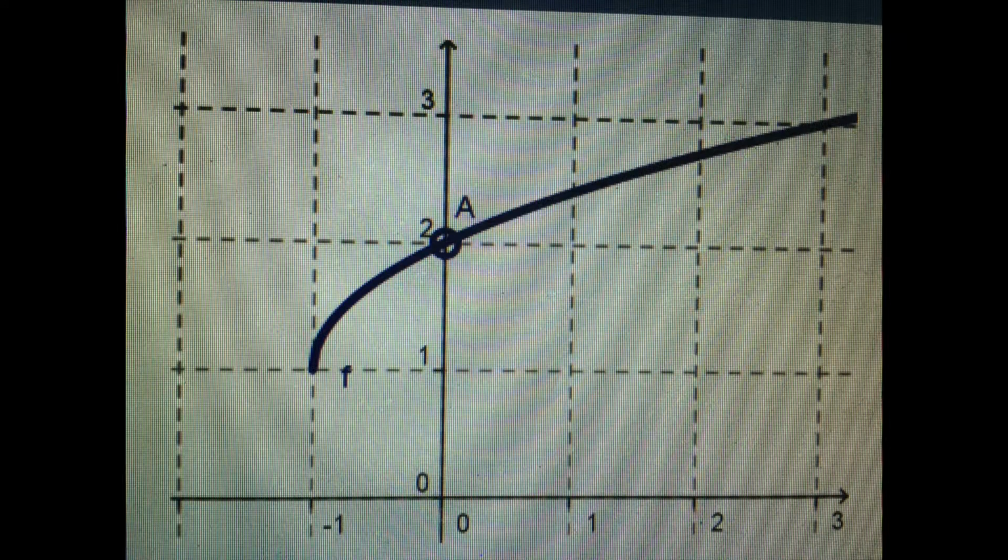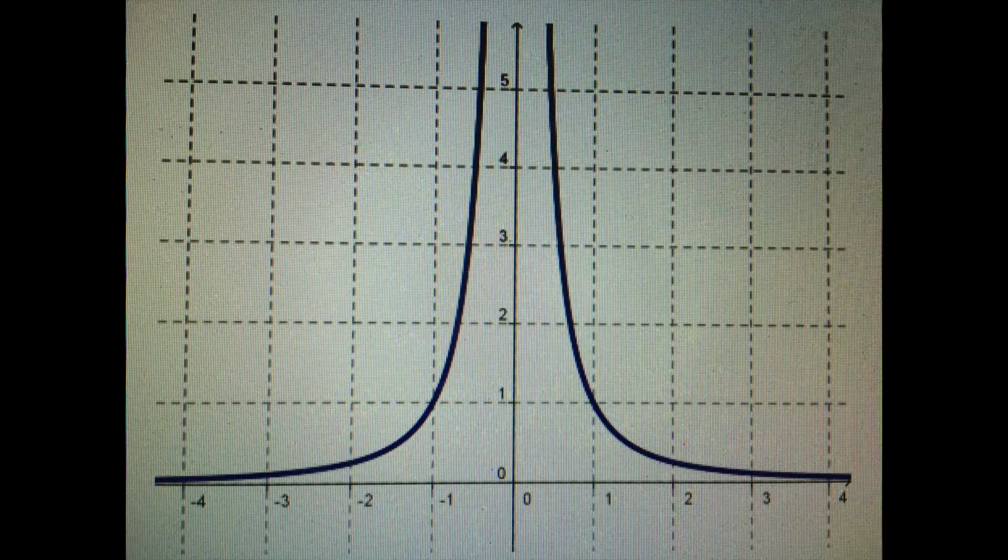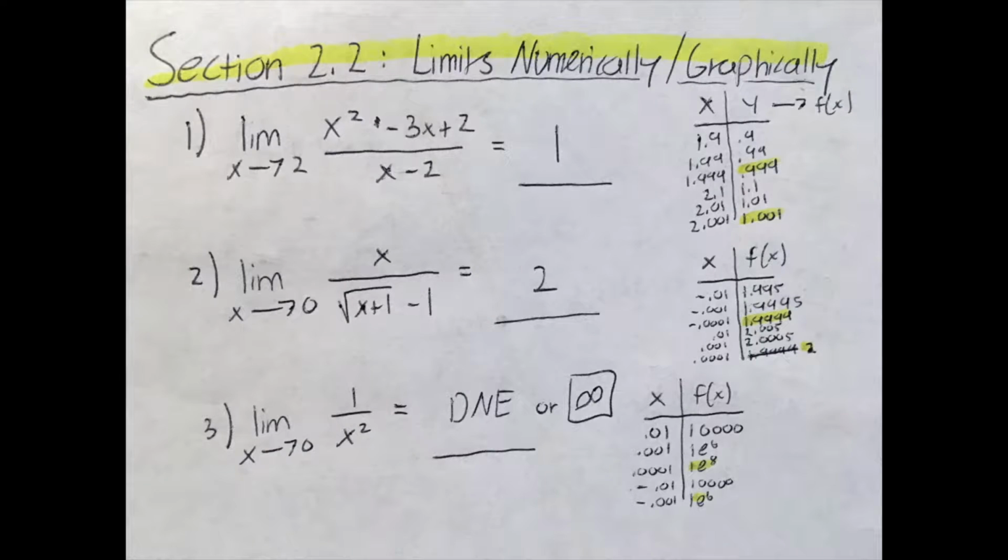For the second problem, as x approaches 0, the limit on the left and the right, even though it is not a determined spot, is approaching 2. Lastly, number 3 is approaching infinity on both the left and the right side. Now I know that we said it did not exist on this page, but really the more accurate thing to say is that the limit approaches infinity.